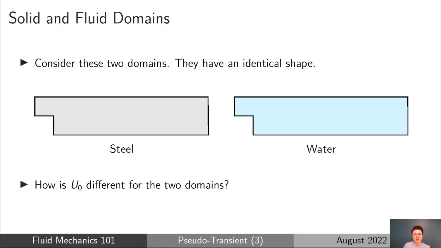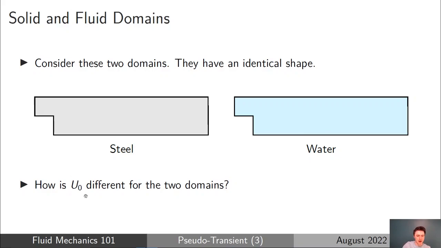So the way I'm going to motivate this talk in part 3 is just to start with a simple conceptual idea to help you understand the differences between solid and fluid domains. What I want you to do is just consider the two domains that I've got here on the slide. They've both got an identical shape, and they'll both be passed to the CFD solver with an identical mesh in them as well. However, the difference between them is that we're going to specify the domain on the left is steel or another solid, and the domain on the right is water. So one is a fluid, one is a solid, but otherwise they're identical in shape and the mesh that they have.